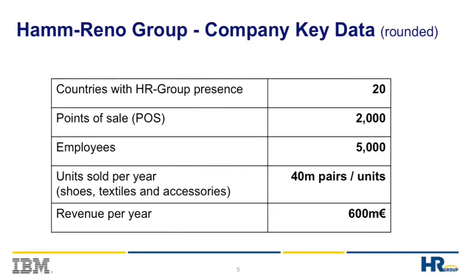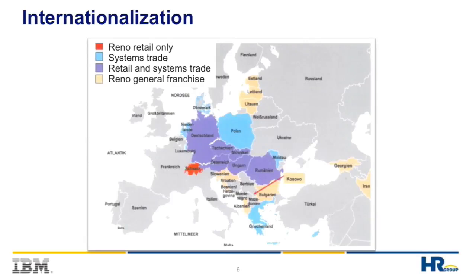So just some numbers about the company. HammReno Group is a shoe retailer located in Germany, but it serves the complete European market. They have 5,000 employees and 2,000 points of sale all over Europe. From a business perspective, they are in the large mid-market, large enterprise segment, with around 600 million euros revenue a year. That's where they are working.